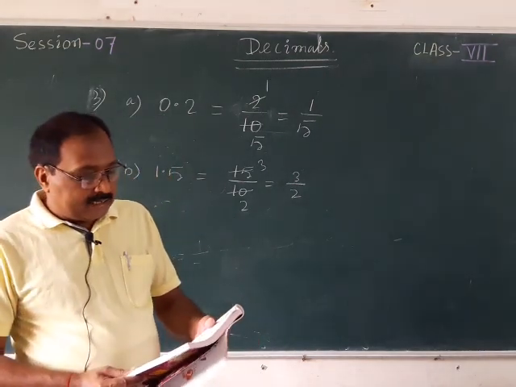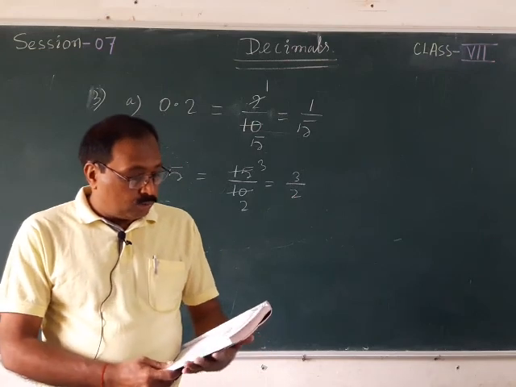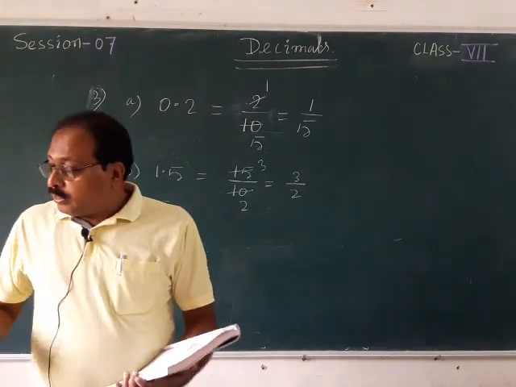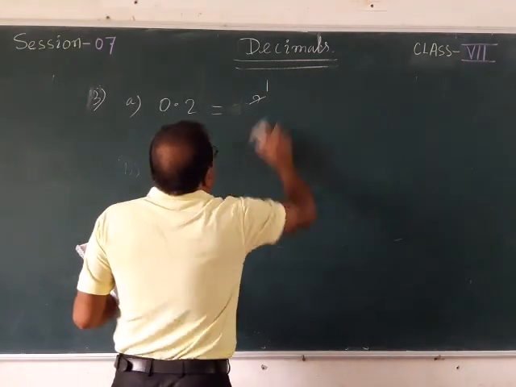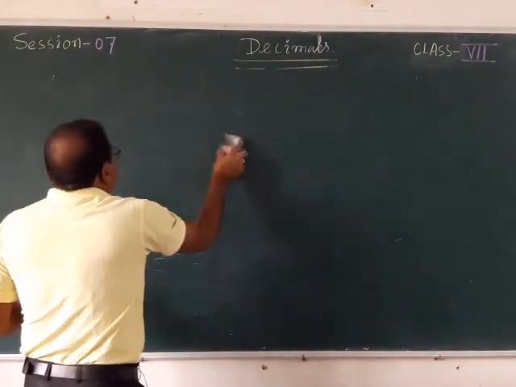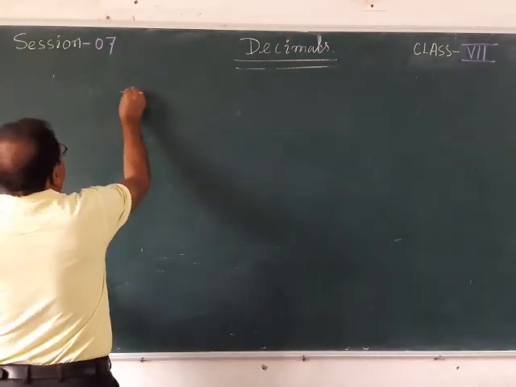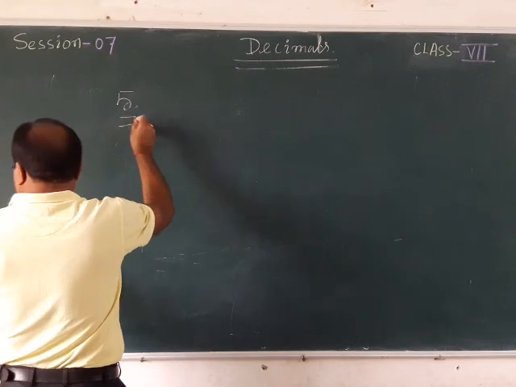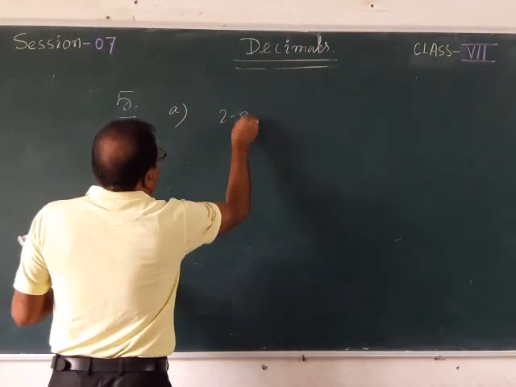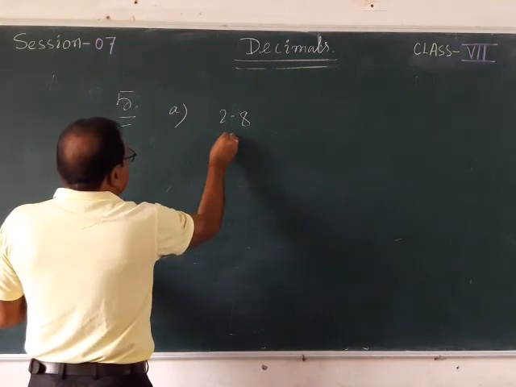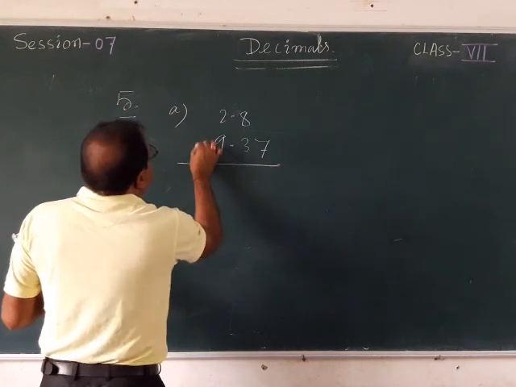Now, the addition of decimals and subtraction of decimals, as you are aware about addition and subtraction also. I am just showing you a few questions so that you can revise these sums. Question number 5 from the warm up exercise. Here it is 2.8 plus 9.37. You have to write it like that.